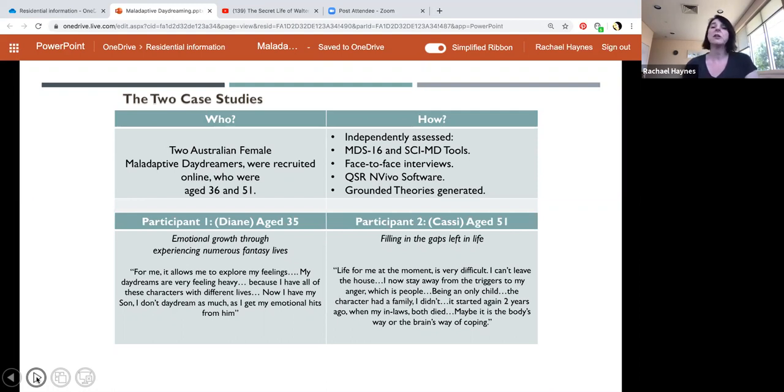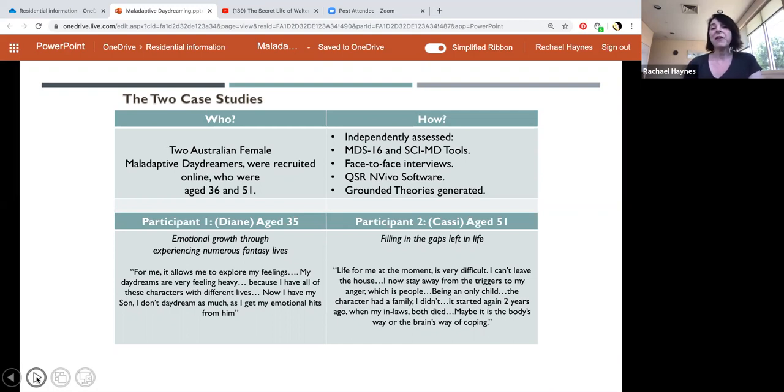Now, how was the data obtained and how were they recruited? Well, I've mentioned they were recruited online. They were independently assessed by my wonderful independent assessor who did that from the UK. Thank you for doing that. They were assessed using 2 maladaptive daydream tools, the Maladaptive Daydreaming Scale, 16 questions, and the structured clinical interview for maladaptive daydreaming as well by the independent assessor.